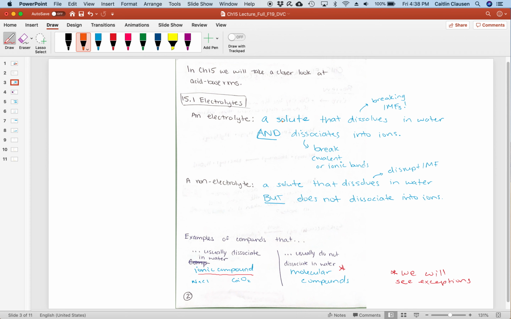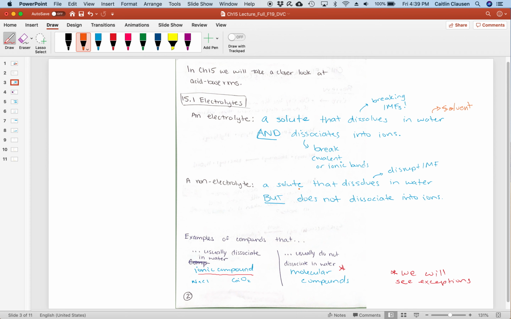So an electrolyte, as we stated, is a solute that dissolves in water. So water is our solvent. And it dissociates. So it dissolves, it breaks intermolecular forces, and you get the individual molecules floating in water, and then those individual molecules dissociate into ions. It's covalent or ionic bonds that get broken and disrupted, and it turns into ions. That is the definition of an electrolyte.